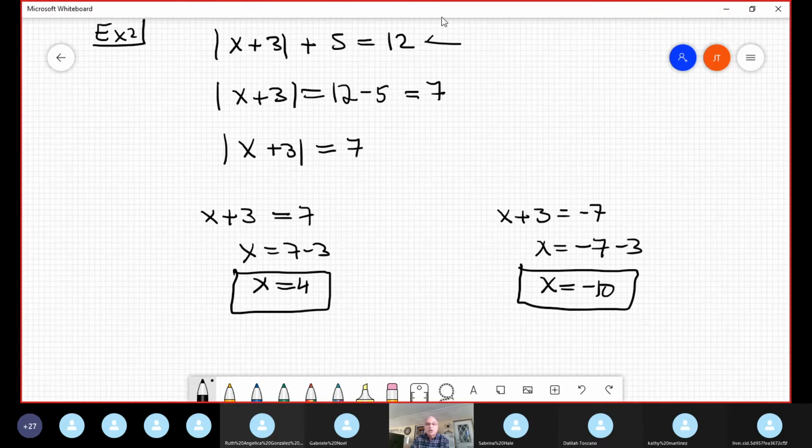Okay. Solution set, if you want to write like that, doesn't matter. The order is not important. You put 4, negative 10 or negative 10, 4. It's the same thing because the order is not important in the set. Any question, guys? Very easy, eh?